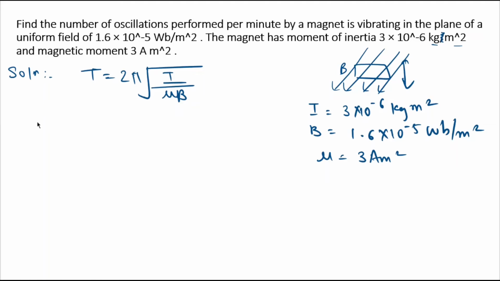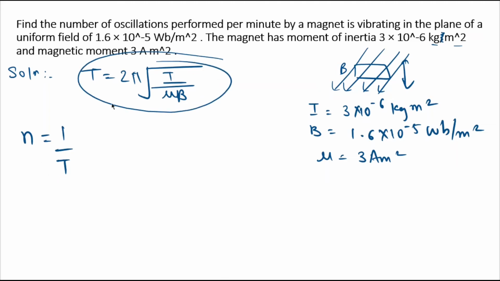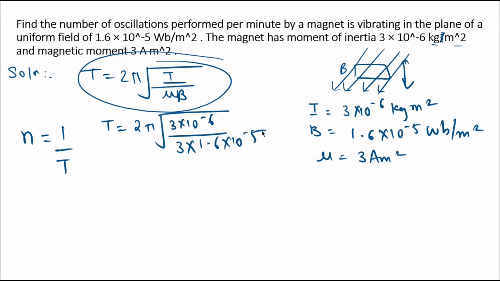And we also know that in order to calculate the number of oscillations, which is nothing but the frequency, n can be given as 1 by T. So when we calculate this time period, we can easily find out the number of oscillations. So T will be equal to 2 pi root under I, which is 3 into 10 raised to minus 6 upon mu, which is 3 into B, which is 1.6 into 10 raised to minus 5.